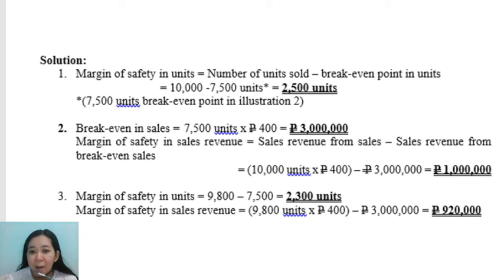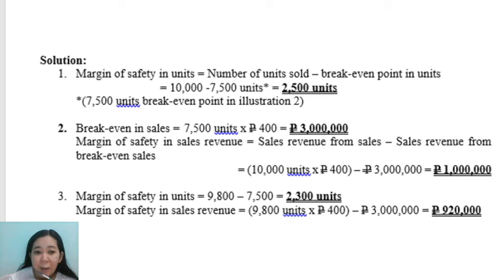Here our actual sales revenue is 4 million. Okay, that's 10,000 times 400, minus our break-even point in sales of 3 million. So the margin of safety in sales revenue is 1 million.